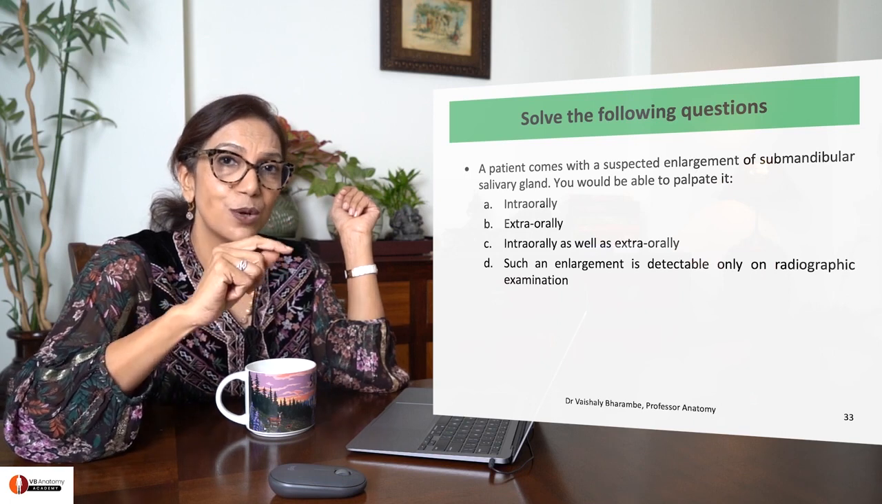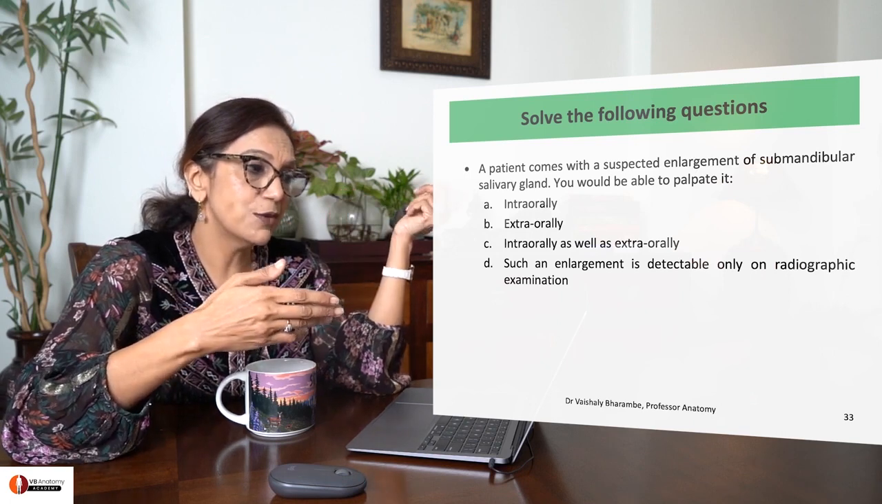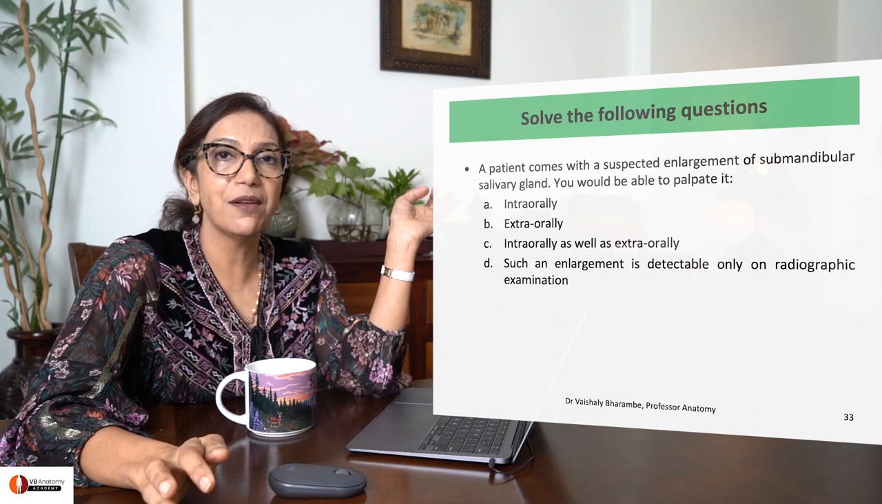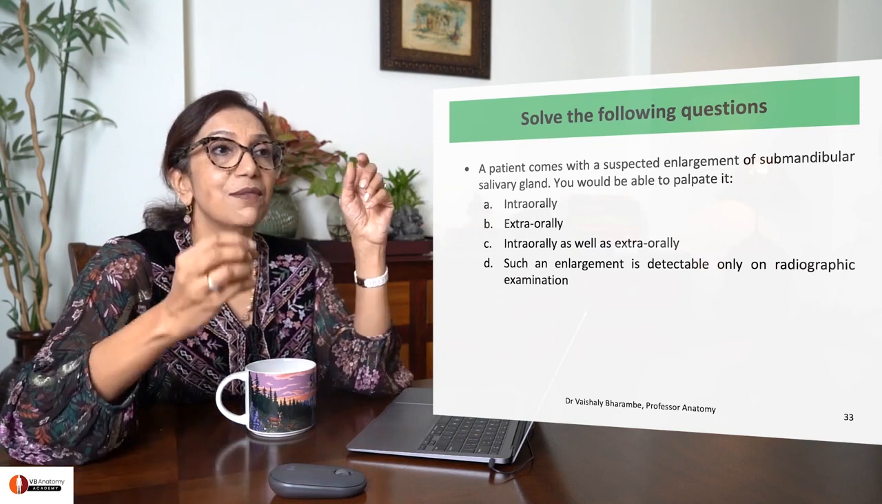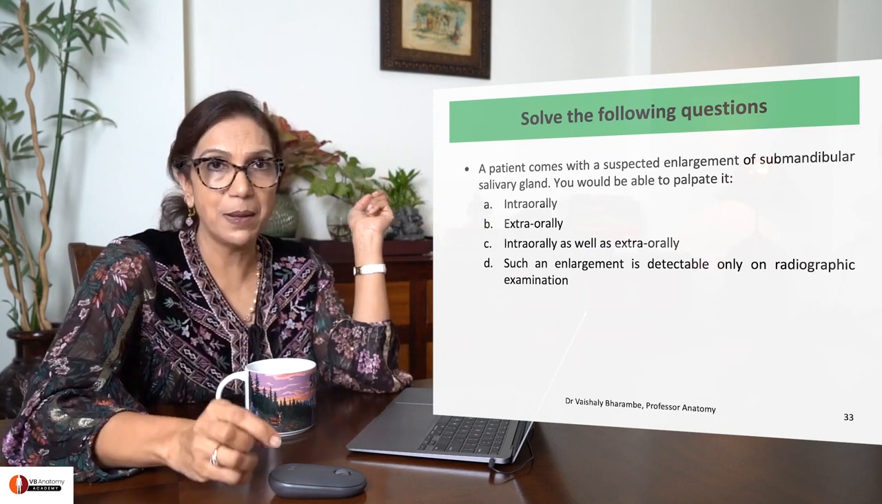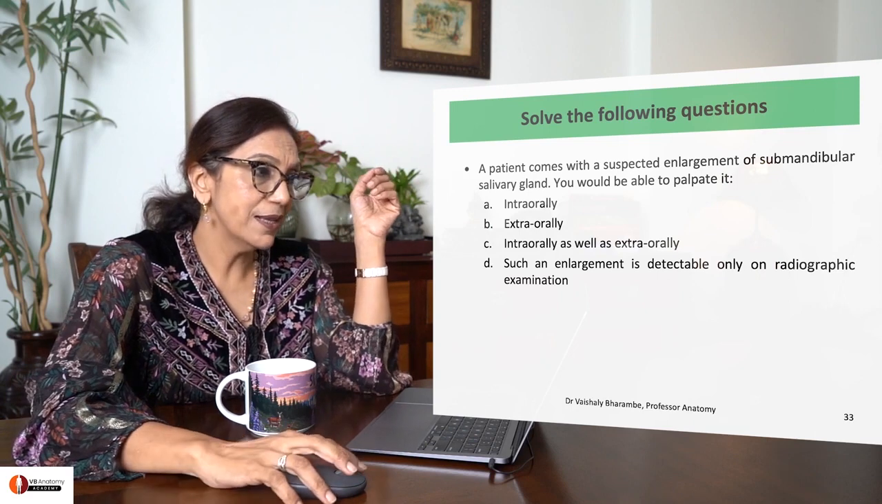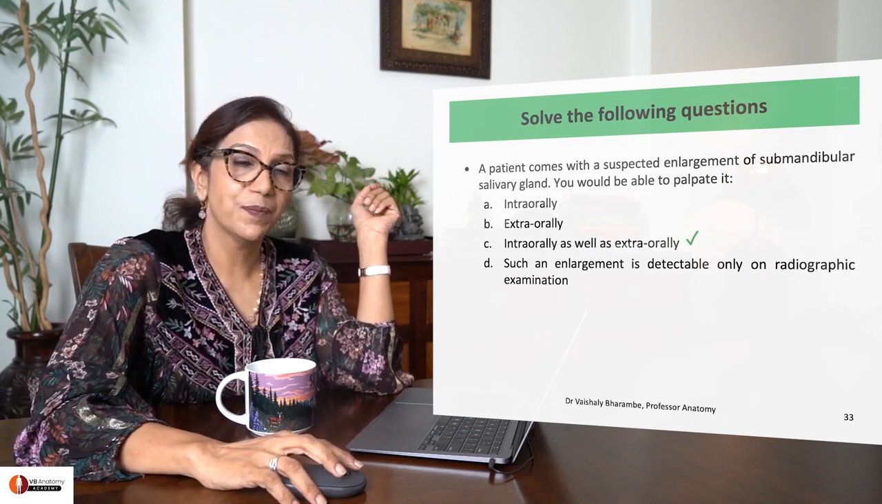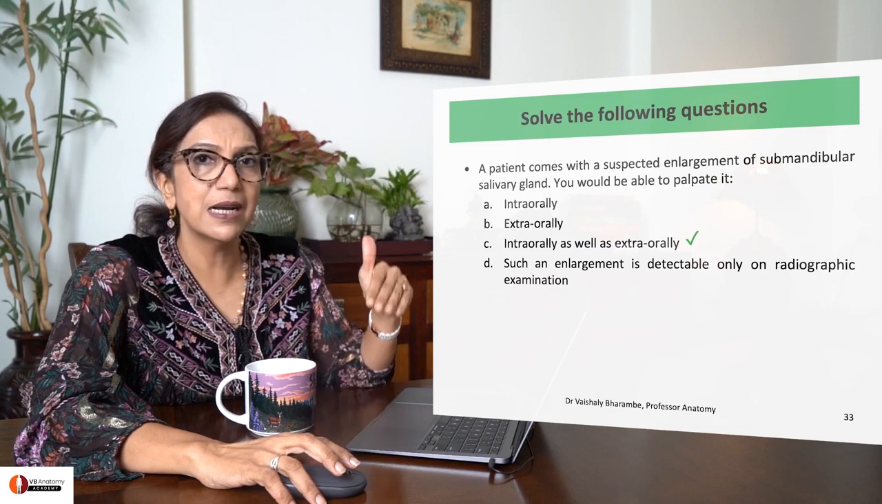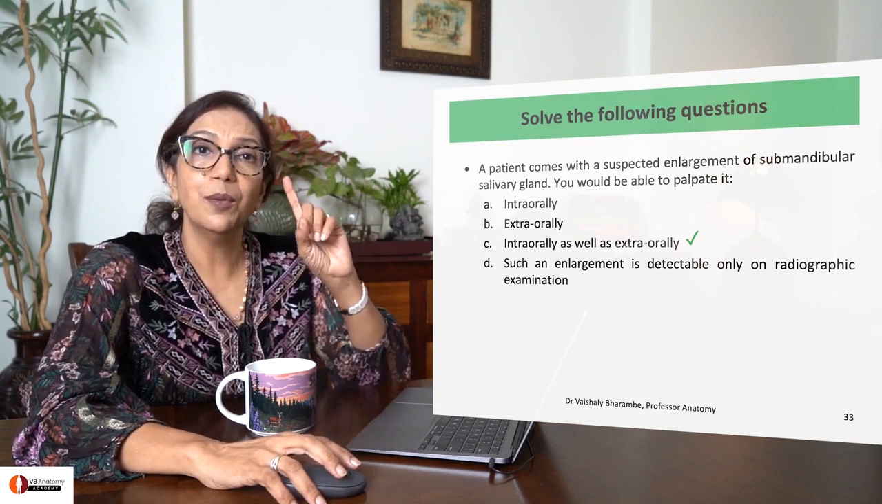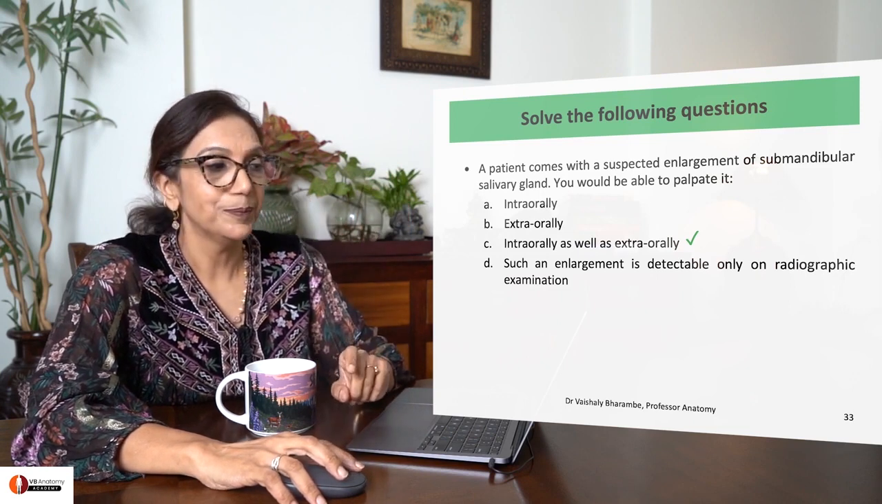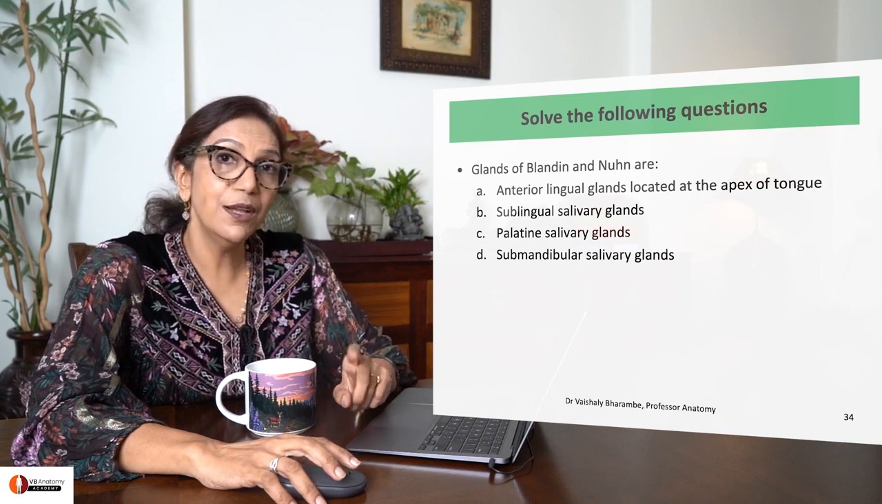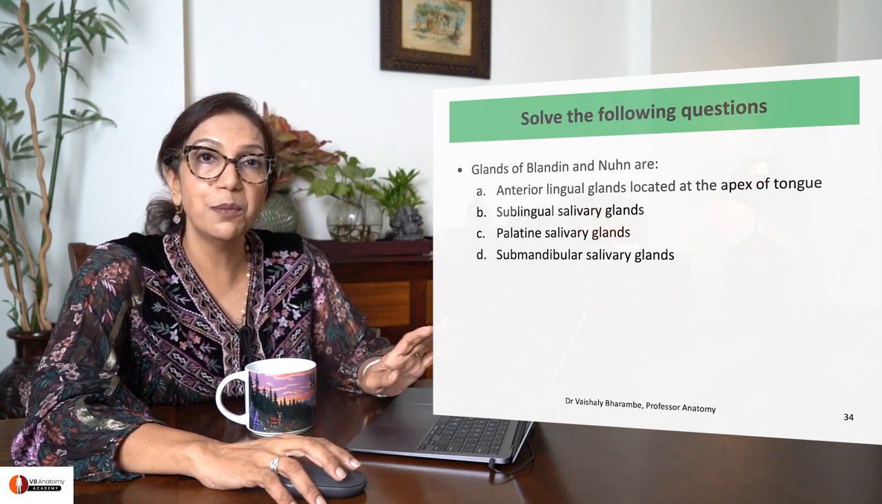That sounds logical. Such an enlargement is detectable only on radiographical examination? No, it's a large gland which is very much palpable. So, I think C is the right option. Okay, so sometimes you have to really study the MCQ to come to the most correct option. Right? Now, this one depends on purely your memory.